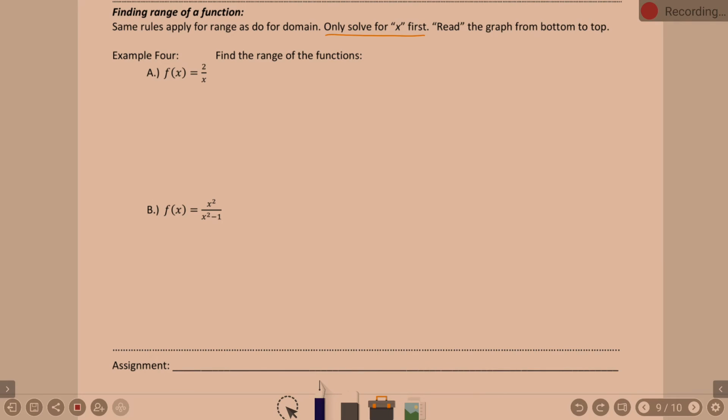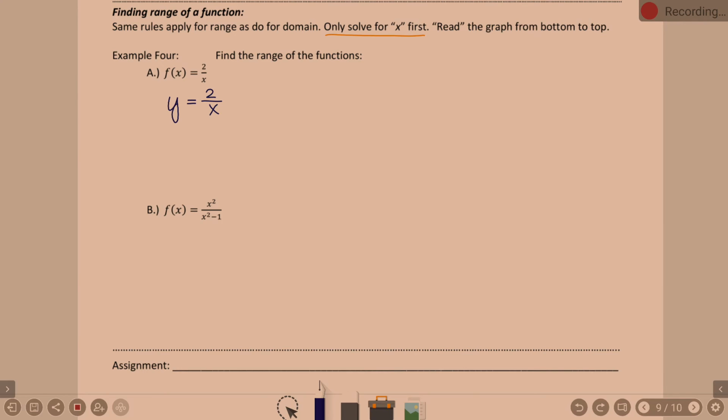So, as we look at this first equation, first of all, you guys know, what is f of x? That's y, yes? So this is the same as saying y equals 2 over x. This one's pretty easy to solve. Solve this for x. Make it x equals.